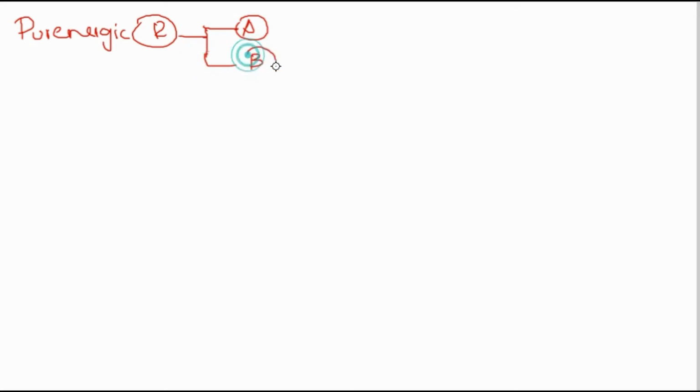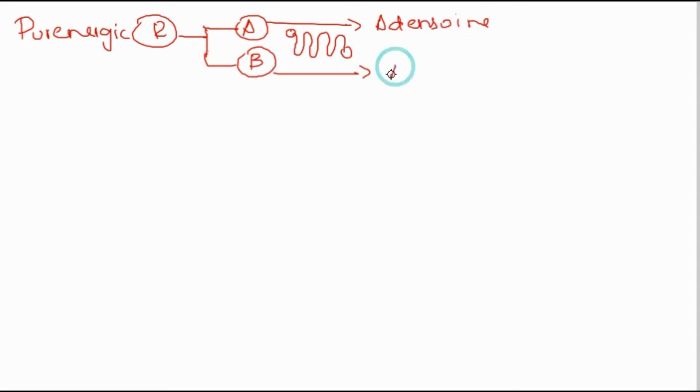Now we come to another class of receptors called purinergic receptors. Purinergic receptors are basically of two types, type A and type B. They both are G protein coupled receptors. Type A are sensitive to adenosine, while type B are sensitive to ATP.